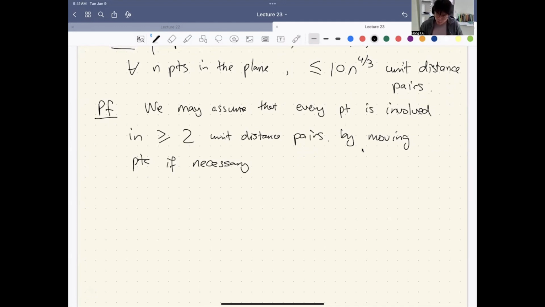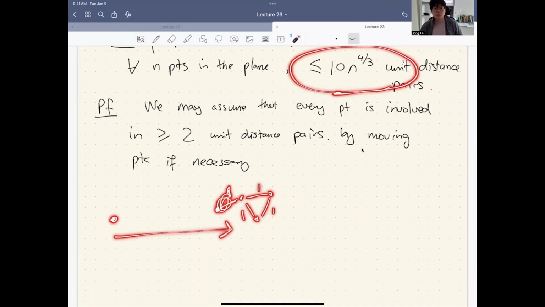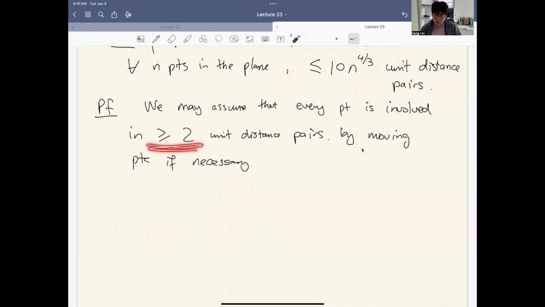So suppose you have some points. So these are unit distance, right? And you have a point here, very far from the others. It's not involved in any unit distance pair. You just move it closer. You move it here, so it's maybe involved in one, right? This can only increase the number of unit distance pairs. That's in the direction that's good for us. We want to upper bound it. So if you increase it, we can still upper bound it afterwards. That's good. But I also assume it's involved in at least two.